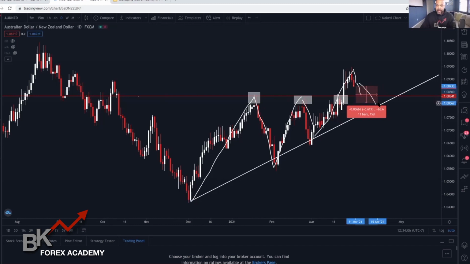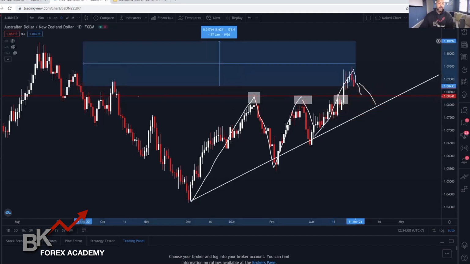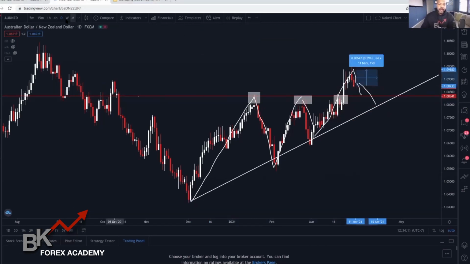If it goes this way, that'll be about 66 pips. Now, remember, we're on the daily chart here. So we're on the daily chart, and we can get an estimate of how long that will take. It can touch our first take profit in about a day and our second in about 2 days if you decide to sell and wait that long.